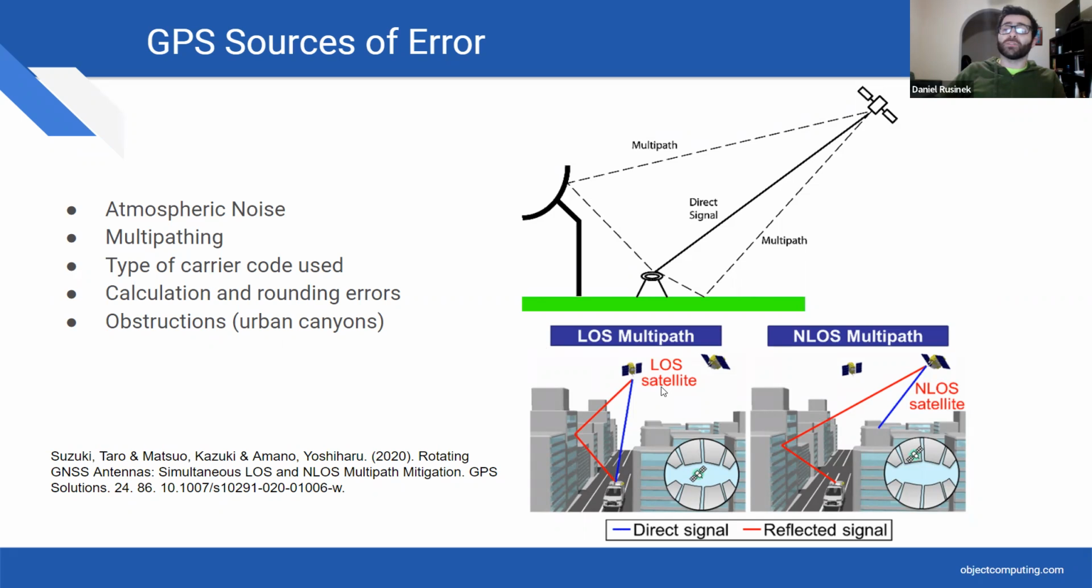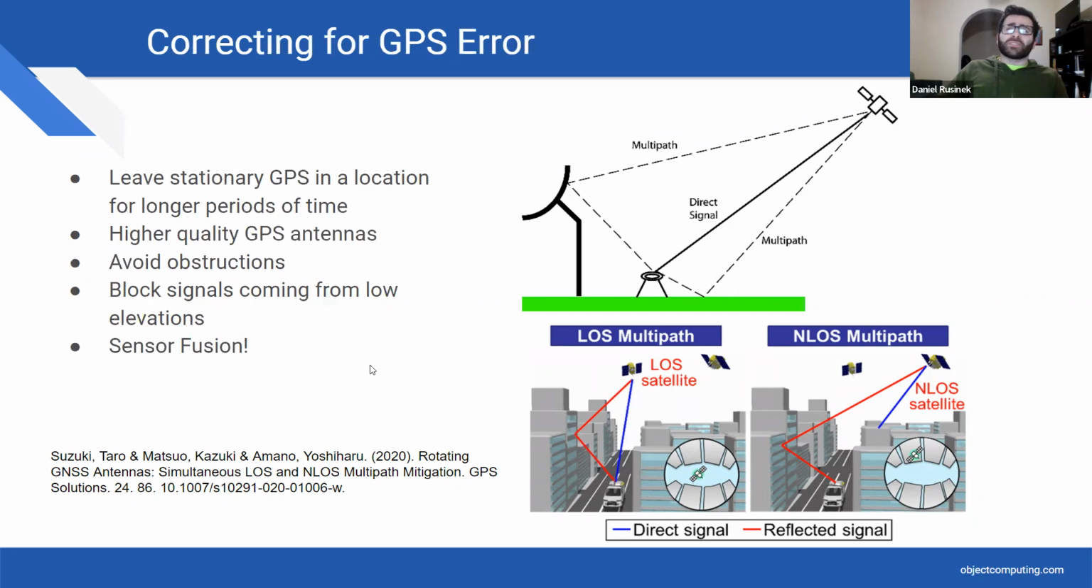One big issue, at least in urban environments, is what's known as urban canyons. Again, you can get issues when you have buildings like this, and so you can get large multipath errors. There are a few ways to correct for this. You can, again, leave your GPS in a location for a longer period of time. It'll start averaging. But if you're on a moving platform, that is impossible.